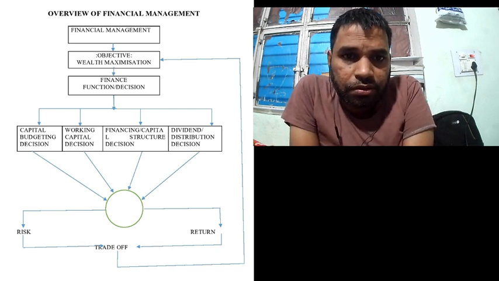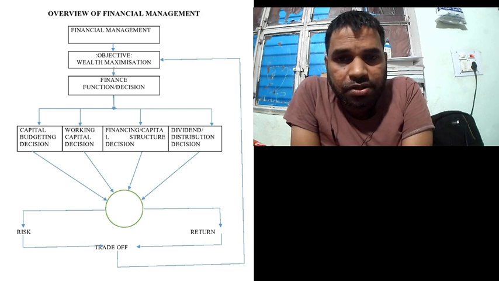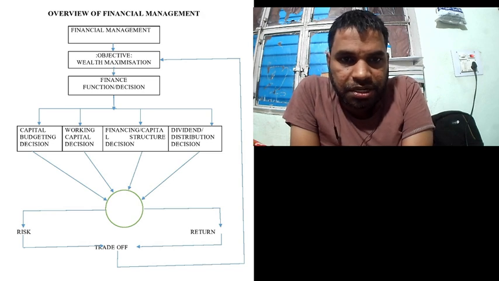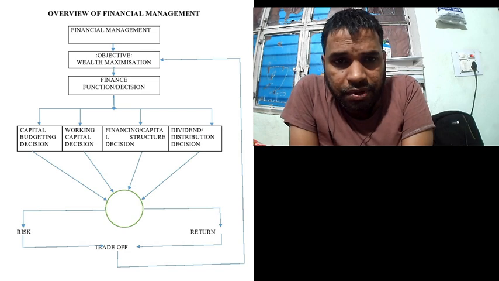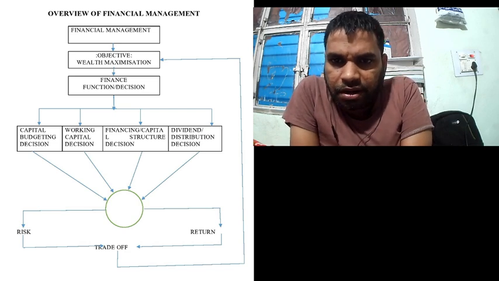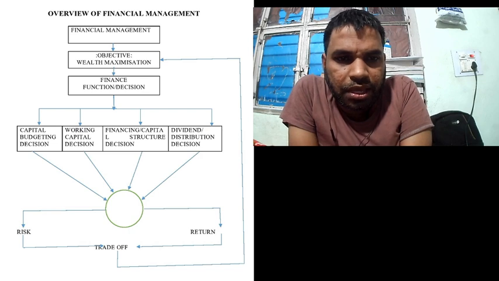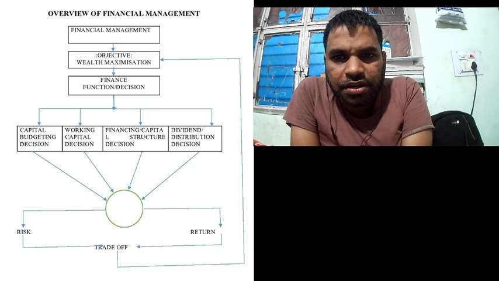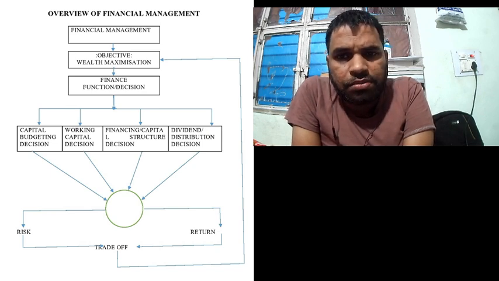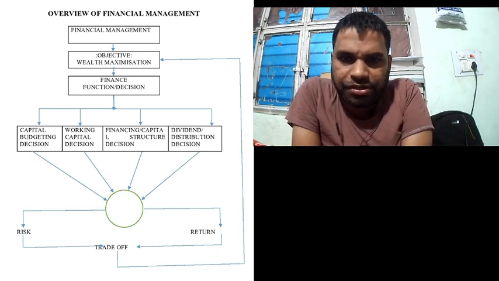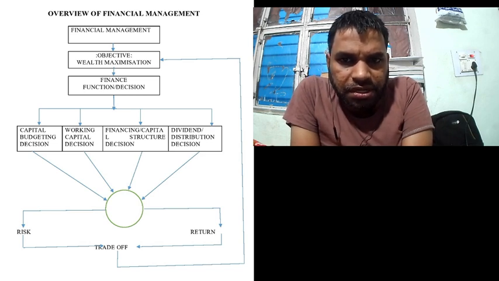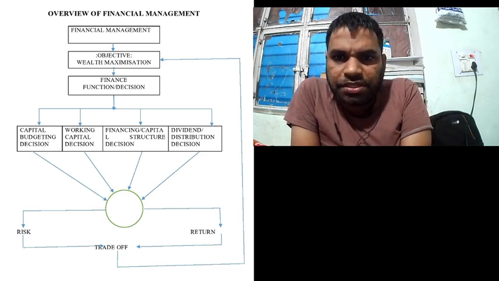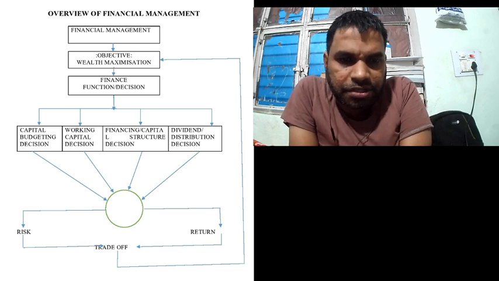So financial management has an objective of wealth maximization, and to achieve this objective, finance functions are performed and decisions are taken. And what are those decisions? First, the capital budgeting decision. The capital budgeting decision is basically related to acquisition of long-term assets like plant, machinery, land, etc. So the decision relating to investment in long-term assets is basically the capital budgeting decision.